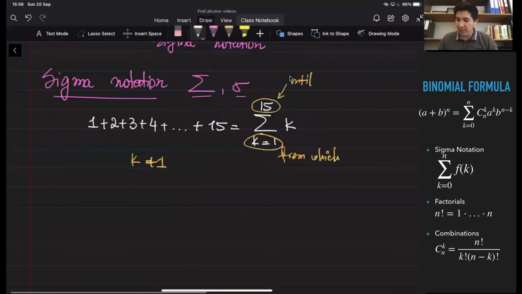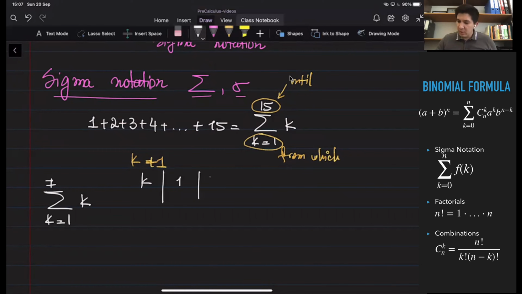Let's say I would like to find the summation of k, where k starts from 1 until 7. What does it mean? It means that I need to find the values of k starting from 1 until 7. So what kind of values do I have? Here I have the values for k. I need to start from 1, 2, 3, 4, 5, 6, and 7, by incrementing the previous value by 1.